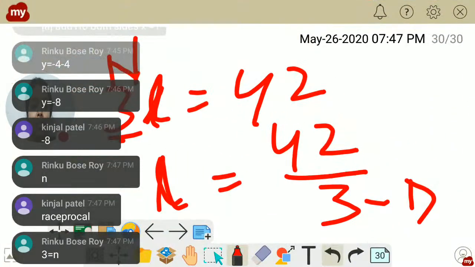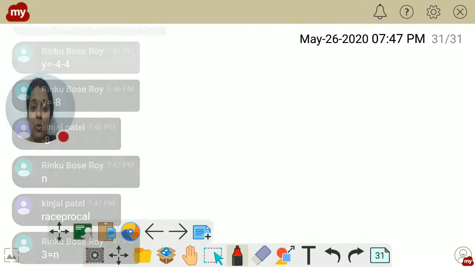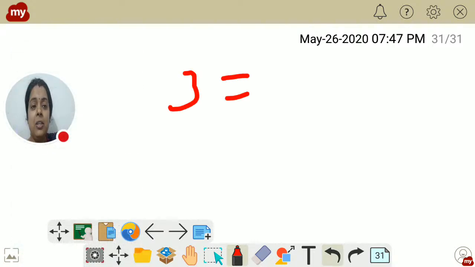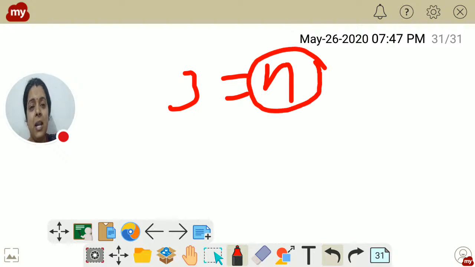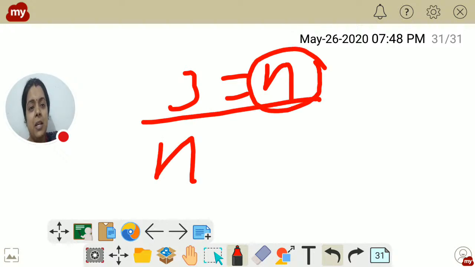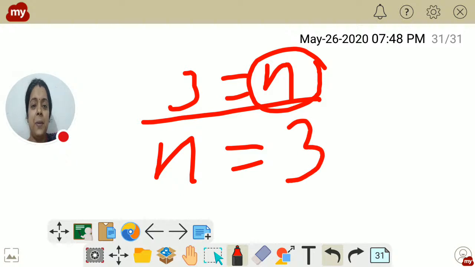No, 3 is equal to not 9. N is equal to 3. Remember, when you mention it 3 is equal to 9, it will be wrong. Because you have to find out the value. If you get this kind of thing now, you just make a change here. N is equal to 3.